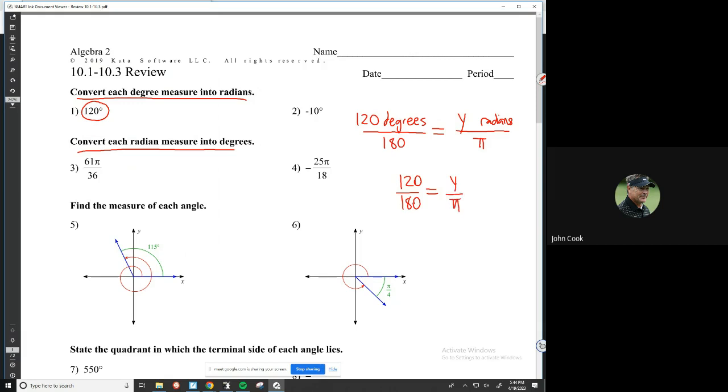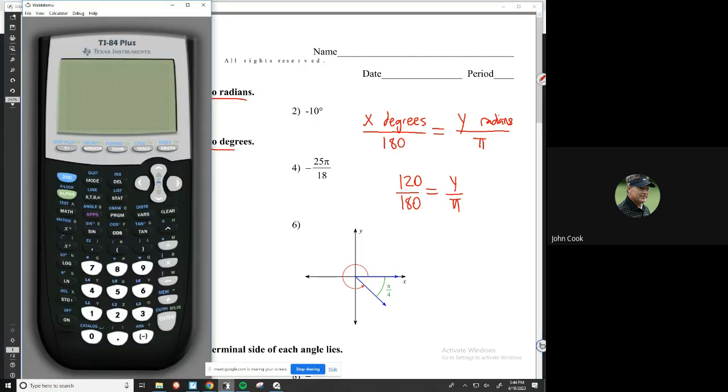Let me change that back to an x because I'm going to keep referencing that in a bit. I'm going to take that fraction, 120 over 180, and type it in my calculator to reduce it. I know how to reduce it by hand, but you can always use your calculator just to reduce the fraction. So 0.666, you might know what fraction that is, but if you don't, you can hit the math button and then choose fraction, and it'll give you the fraction 2/3. So that 120 over 180 turns into 2/3.